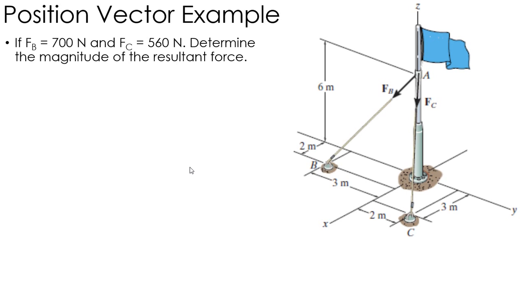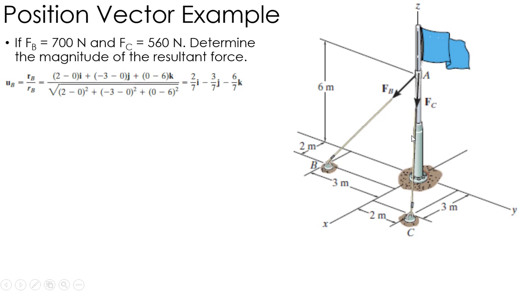In this problem, we want to determine the magnitude of the resultant force, knowing that Fb, the force from A to B, is 700 newtons, and Fc has a magnitude of 560 newtons. So to start this, I'm going to write Fb and Fc in Cartesian form. In order to do that, I need to take those magnitudes, 700 and 560, times the unit vector in the direction from A to B and A to C.